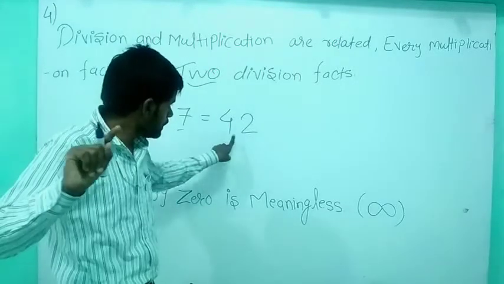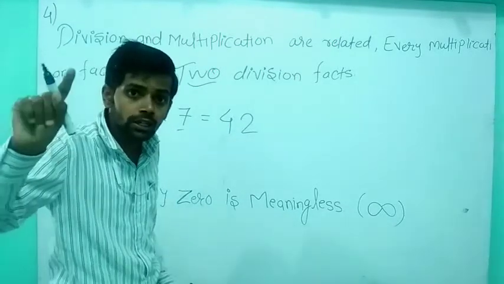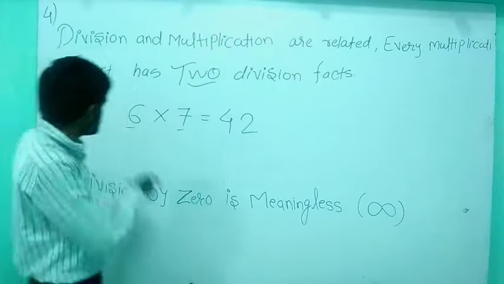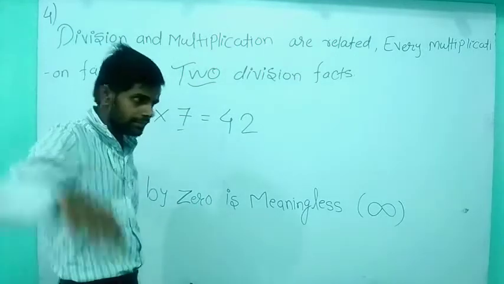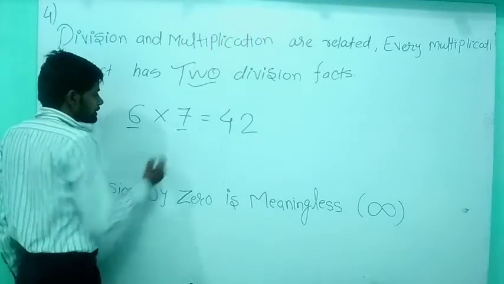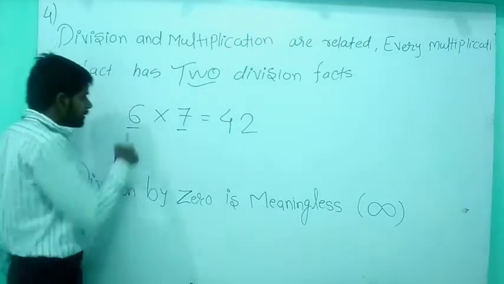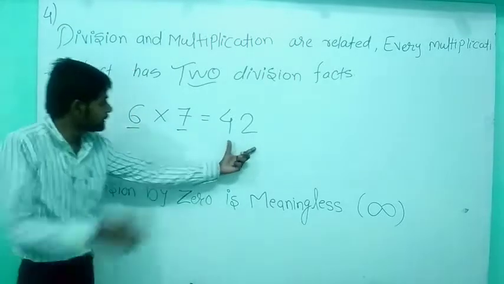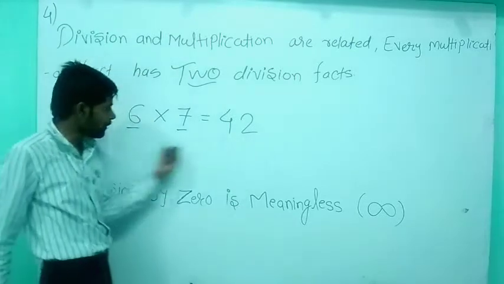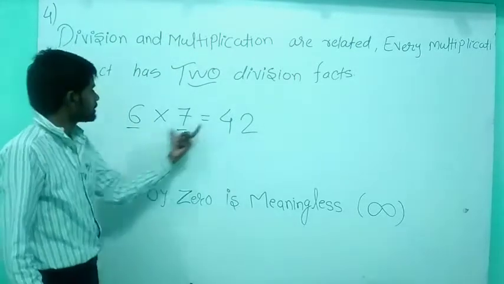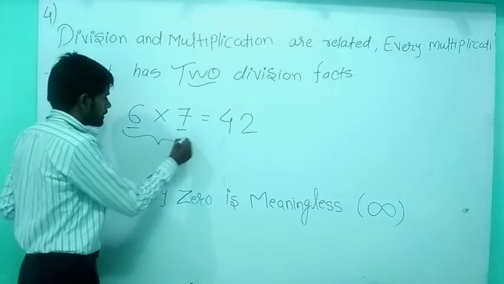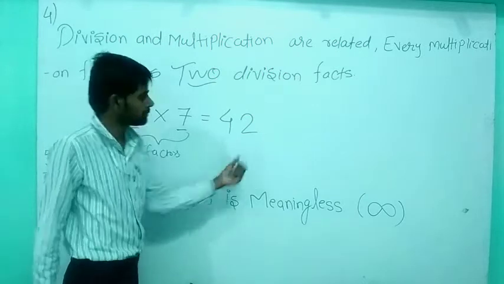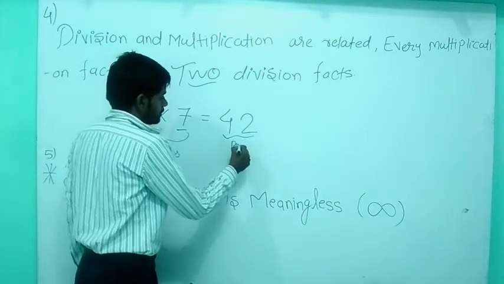And what is another name given to the product? Multiple. 42 is a multiple of 6 and 7, and these two numbers, which one? 6 and 7 are the factors of 42. Again, 42 is a multiple of these two numbers. That means 42 is a multiple of 6 and 7, and these two numbers, 6 and 7, are the factors of 42. Got it? Okay, and that is a product.